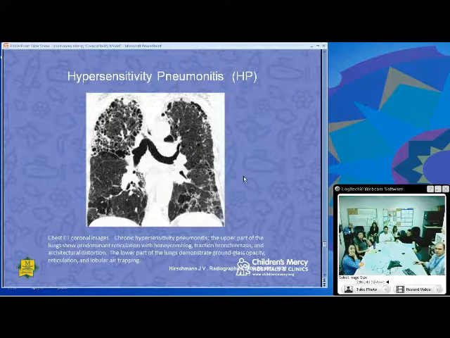This is a patient with chronic hypersensitivity pneumonitis. So this patient starts having upper lobes fibrosis and honeycombing, and these are irreversible changes. There is really not much to do for this patient at this point.